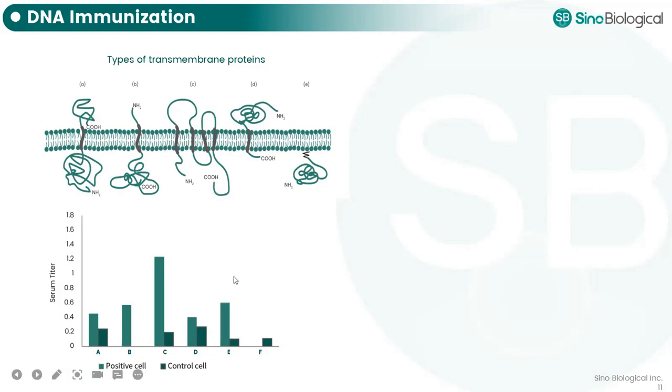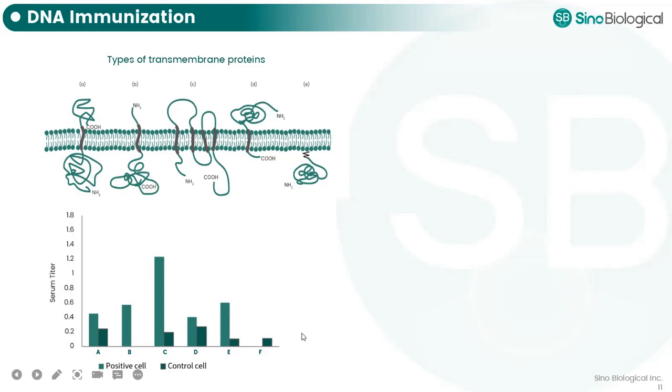The first part is that we optimize the expression vectors, because we think that if we can improve the expression level of the target protein inside the cells or the animals, we are able to get a better immune response. So these are 6 different types of expression vectors. After immunizing with the different vectors individually, we tested the serum titer targeting the positive cells expressing the target molecule or the control cells. We are seeing that vector C showed the best serum titer for the DNA immunization.